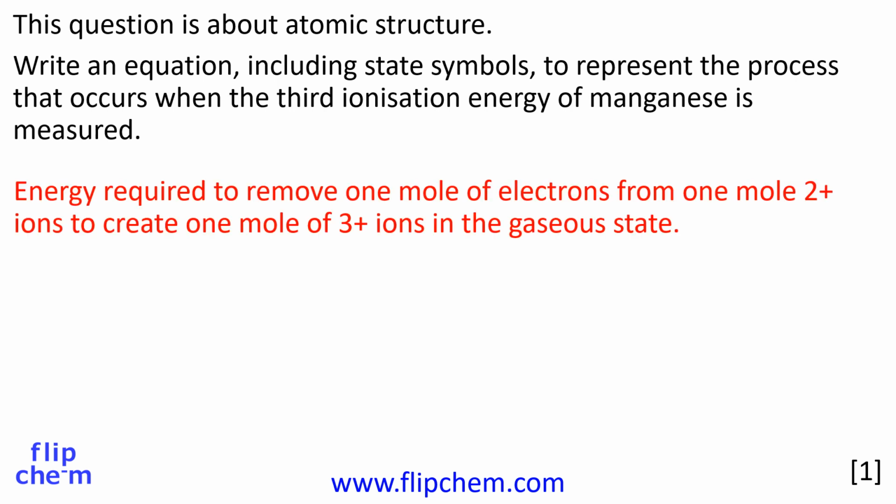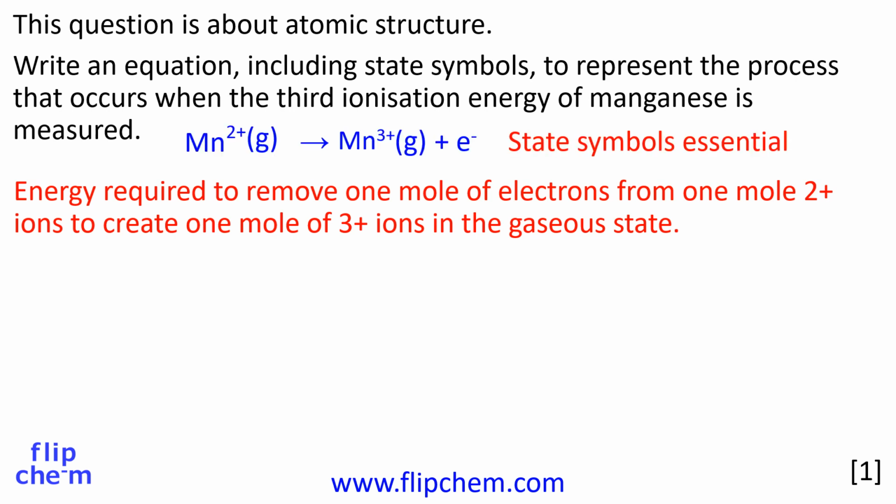You have to know the ionisation energy definitions and be able to apply them to balanced equations. Third ionisation energy is the energy required to remove 1 mole of electrons from 1 mole of 2+ ions to create 1 mole of 3+ ions in the gaseous state. The equation must start with 1 mole of 2+ ions and show the formation of 1 mole of 3+ ions. 1 mole of electrons are lost. State symbols are essential.